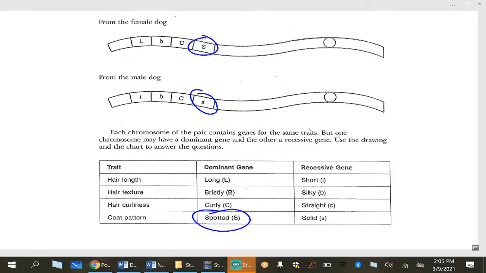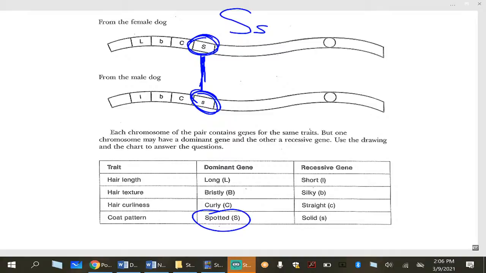Will this puppy be carrying solid coat? Yes, from dad's allele. You understand these words? Okay? This puppy, for spotted or solid coat, will be homozygous or heterozygous? Heterozygous, because you got 1 capital and 1 lowercase. You just did that on the sheet that you wanted to throw away already. Right?